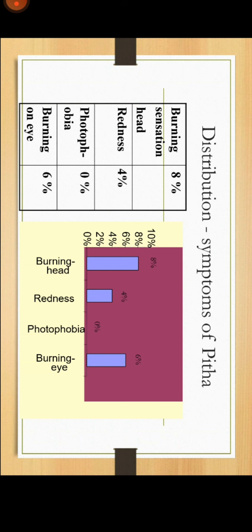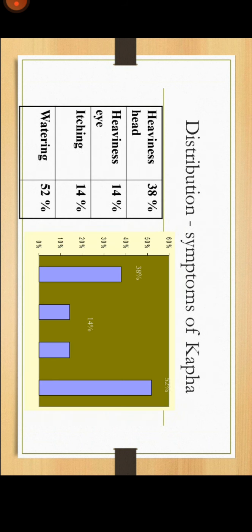And in Pitta condition, burning sensation is only 8%, redness 4%, photophobia, blurring, burning of eye 6%. Most commonly, Pitta conditions are much less in myopic patients. In Kapha condition, heaviness of eye 38%, heaviness of head 14%, itching 14%, and watering 52%. The severe watering is seen in myopia, mainly due to overstraining of the eye.